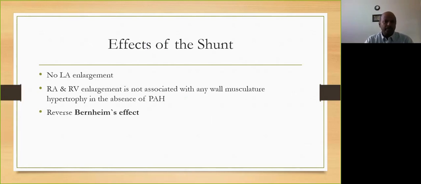And chronic sustained interatrial shunt left to right produces what is called the reverse Bernheim's effect. So here I would like to ask you, what is Bernheim's effect? You have to know what is Bernheim's effect to know what the reverse is. So my question is, what is Bernheim's effect and what condition does it allude to?